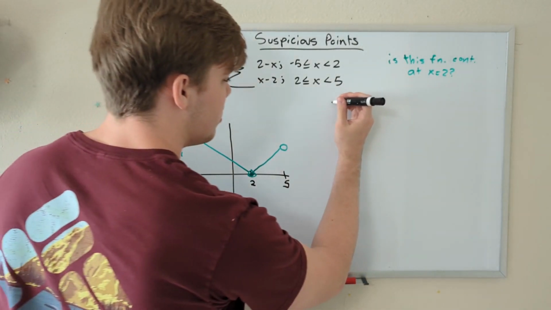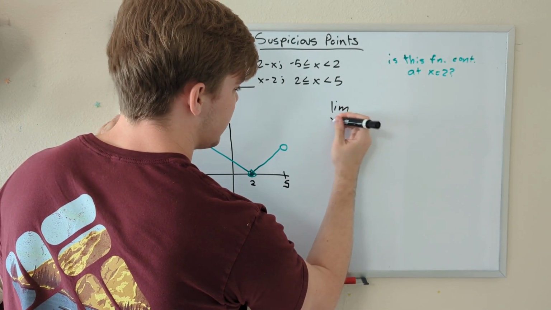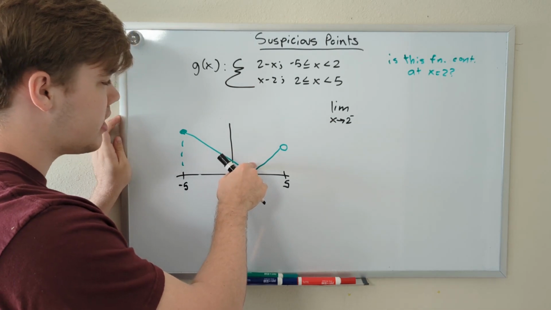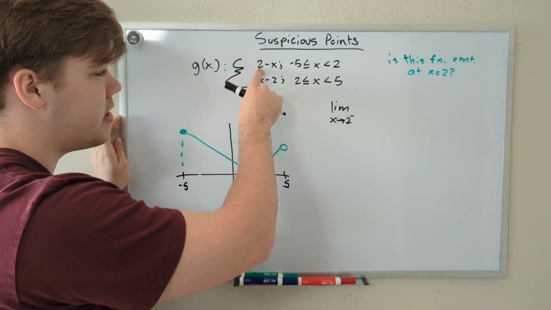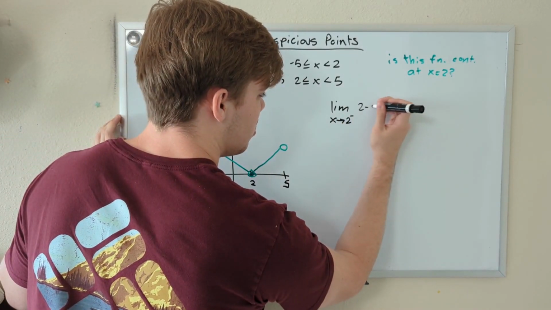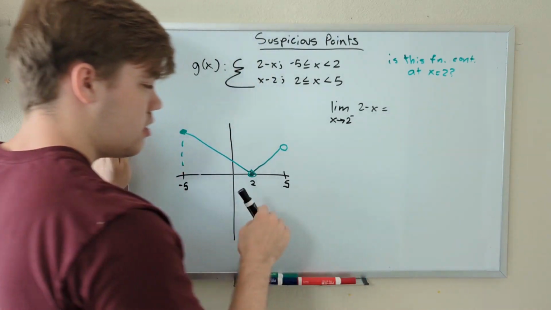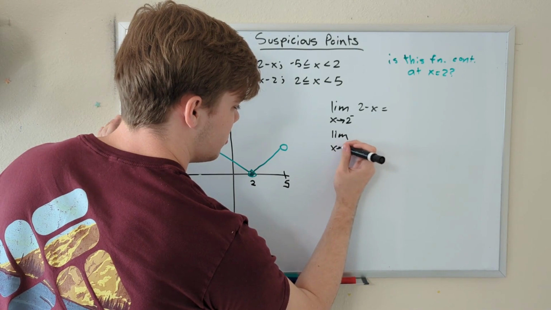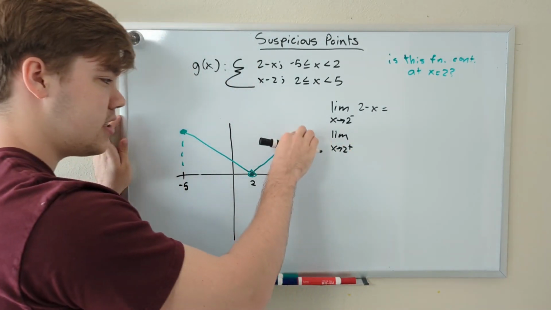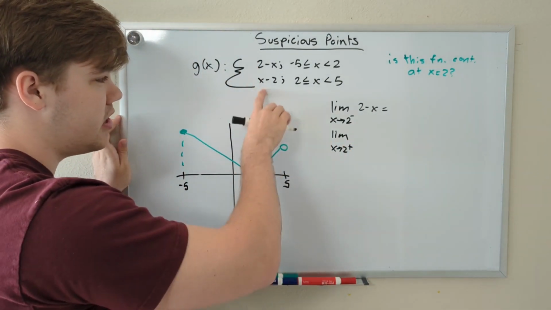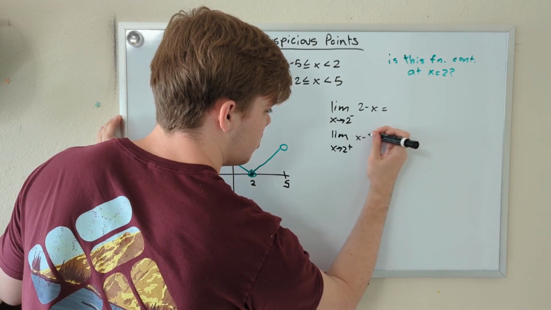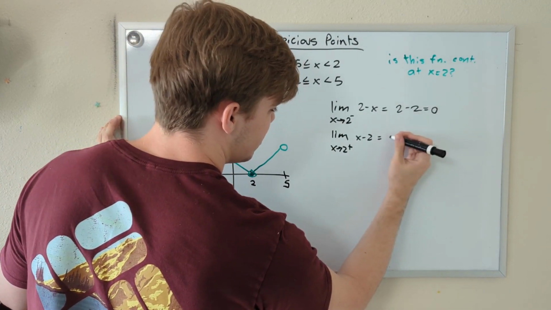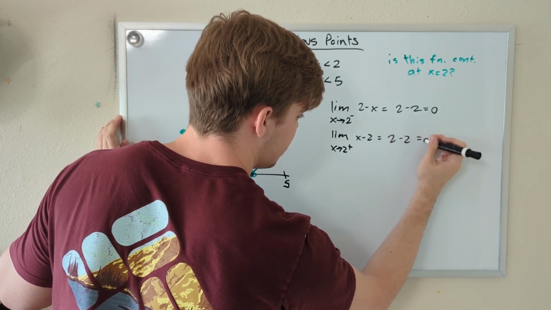So, let's do that. The limit as x approaches 2 from the negative side would be coming from here to here, and the function that spans the negative side is 2 minus x. And coming from the right side, we have the limit as x approaches 2 from the positive side, the right side, coming here to here. This function is x minus 2. This is equal to 2 minus 2, which is equal to 0. And this is also equal to 2 minus 2, which is equal to 0.